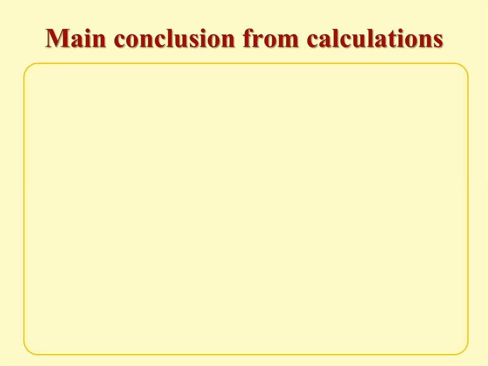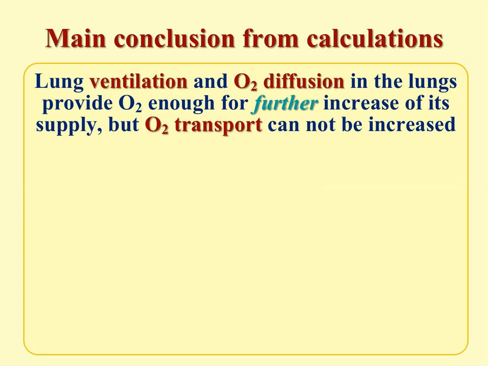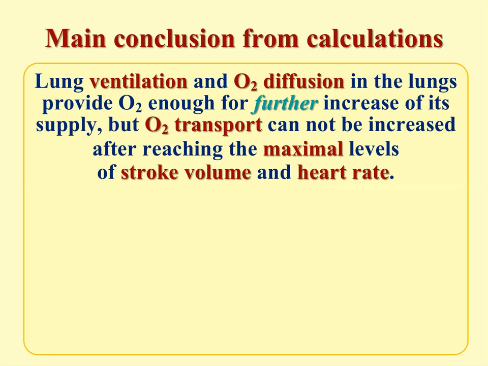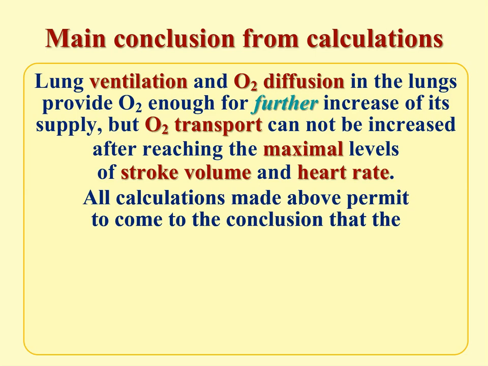So, the main conclusion that we can make on the basis of the calculation. First, lung ventilation and oxygen diffusion provide enough oxygen for even a greater increase of the oxygen supply. But what is at a maximal possible value? Oxygen transport, because when maximal levels of both stroke volume and heart rate are achieved, it means that maximal cardiac output is achieved. So transport of oxygen cannot become higher. And practically this is the factor that limits further increase and does not allow higher oxygen utilization.